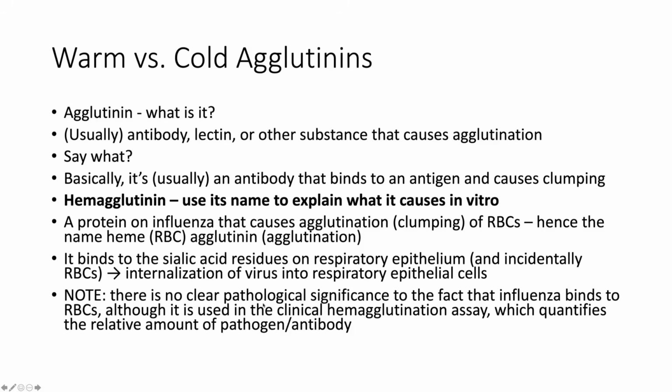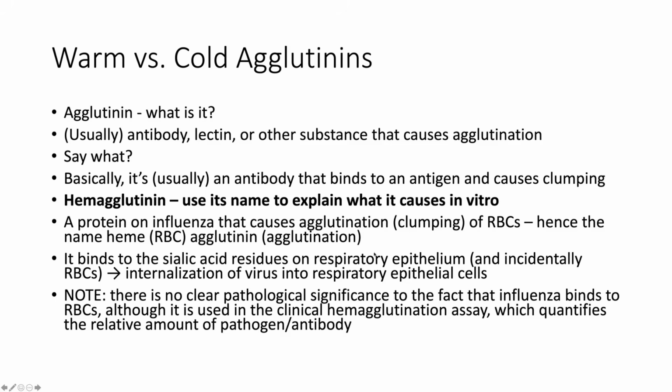So I was trying to figure out what the significance is of the fact that it binds to RBCs. So what does that mean? Is that beneficial to the organism? But it's not clear to me that it really benefits influenza at all to be able to bind to red blood cells. I found out that it is used in the clinical hemagglutination assays. So basically you can figure out how much influenza or pathogen there is based on the amount of agglutination there is. But yeah, it's not the main thing that you need to know for tests and for life. The main thing is that this is the thing that allows it to bind to sialic acid residues on respiratory epithelium.